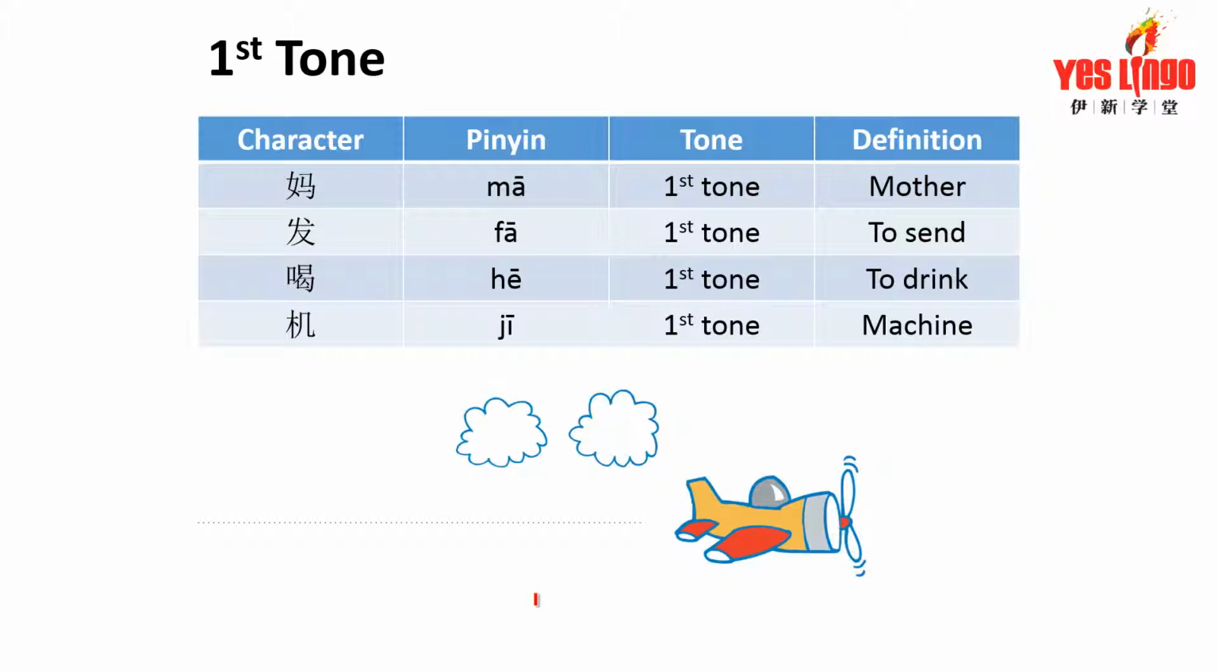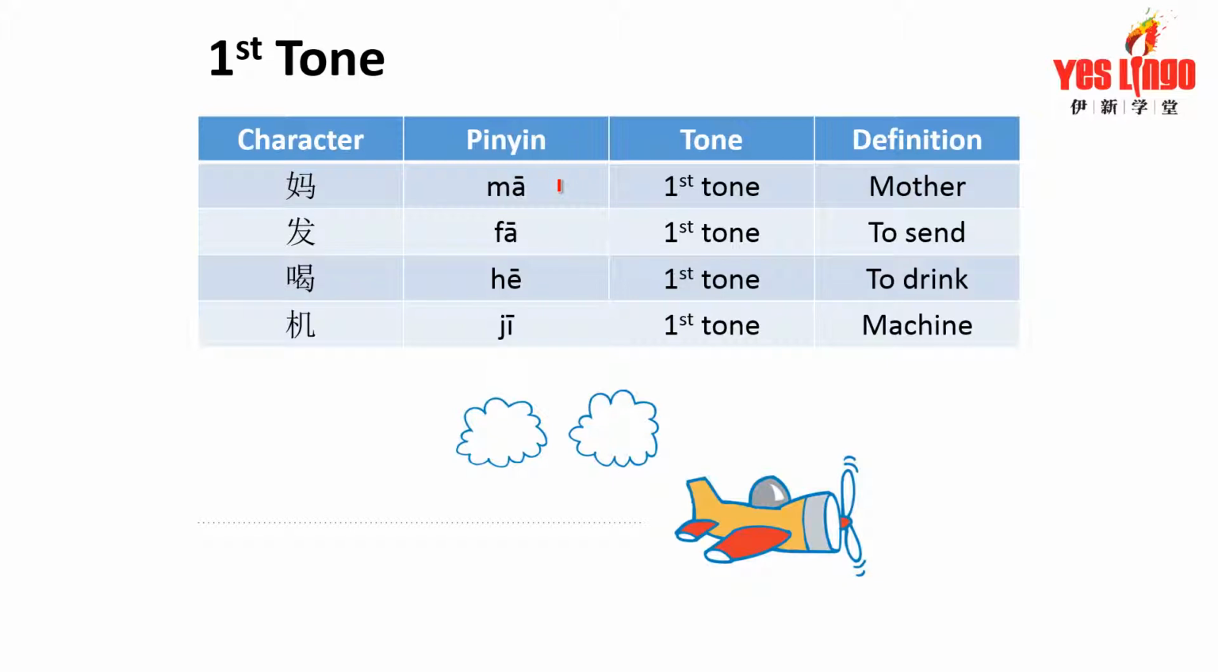Okay, we're going to look at these words one by one. Let's take a look at the first word on the list that we just looked at. This word is ma, and it means mother. Notice that the symbol for the first tone is this small dash over the central vowel, and the first tone, like I mentioned, is a high, even, and constant tone. So imagine there's this plane flying at a constant high altitude in the air, and you say the sound in a high, almost sing-song-like style, like this.